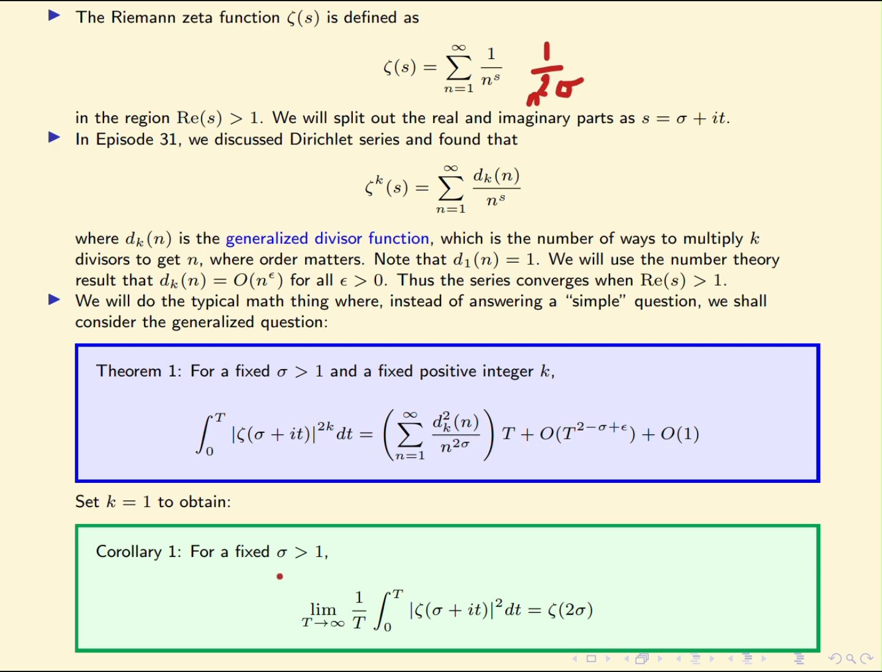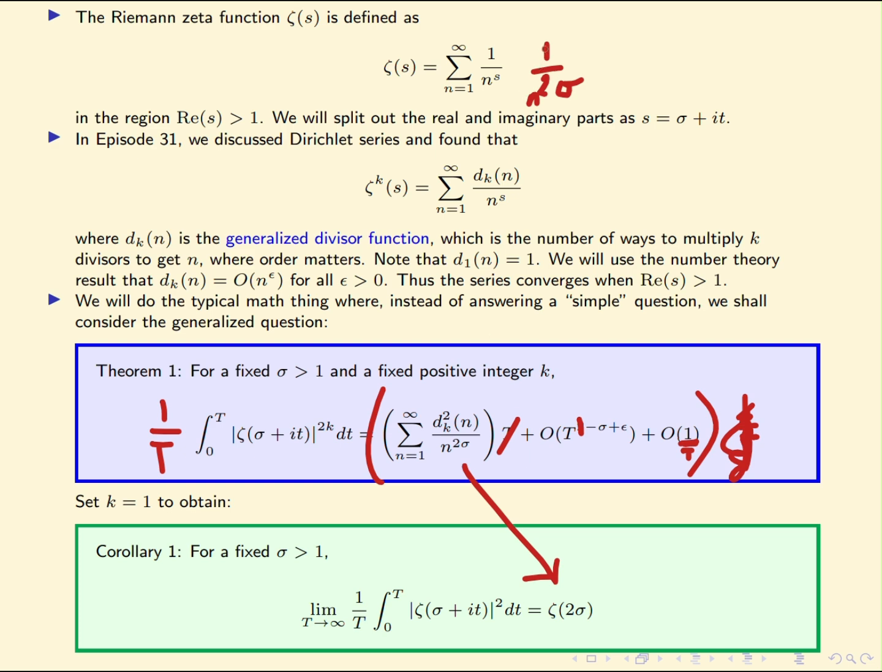So therefore, if you take a fixed sigma greater than 1, and you take the limit as t goes to infinity of 1 over t times this integral, we add a 1 over t to both sides of this equation. Then this t goes away, this 2 becomes a 1, and this becomes a 1 over t. So let's get rid of this for now, because I've distributed it inside. And then if this thing is just 1, then this becomes zeta of 2 sigma.